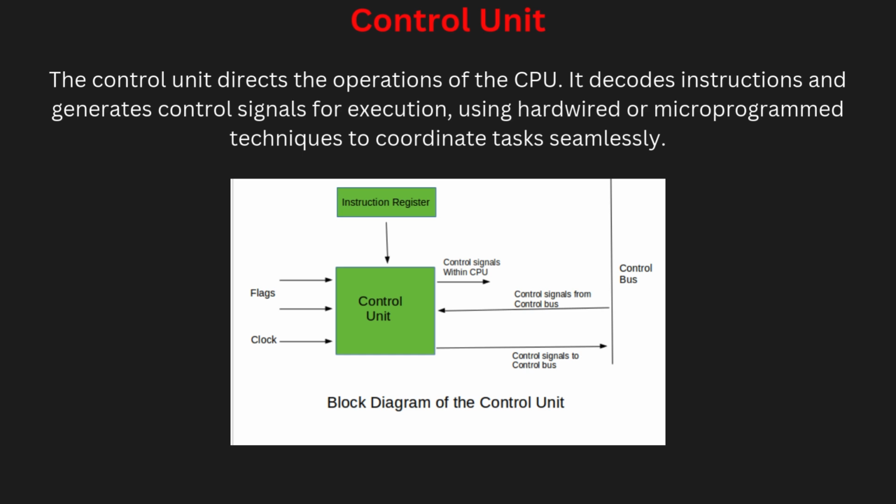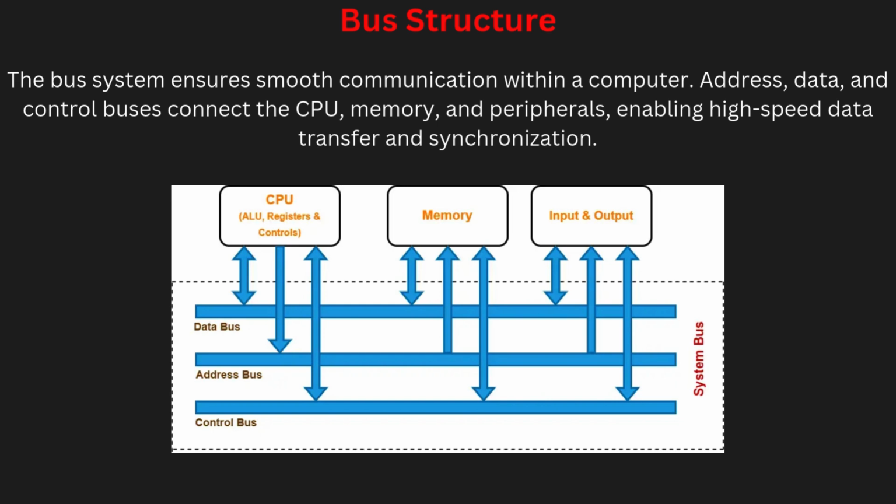So now, the bus structure. The bus structure is the communication backbone of a computer system. It facilitates the data transfer between the CPU, memory, and the peripheral devices. A system bus typically consists of address, data, and control buses.